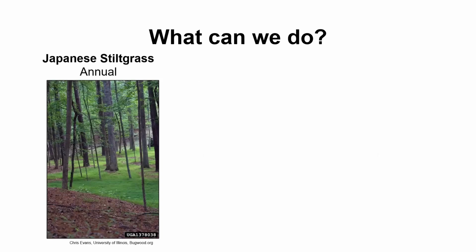So here we have a lovely field of Japanese stiltgrass, which is an awful invasive, and it is an annual and it reproduces by seed. Seed is the only way that it reproduces. And then as it's an annual, it dies off every year. And then the seeds that are in the seed bank in the soil will resprout. So that's really great to know.